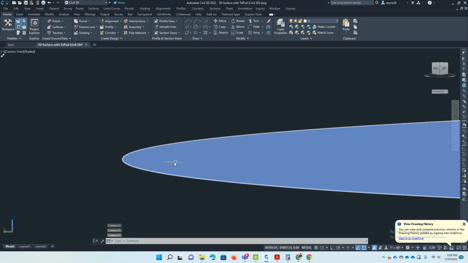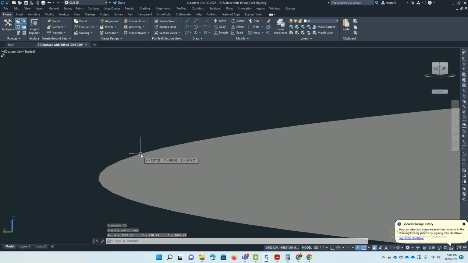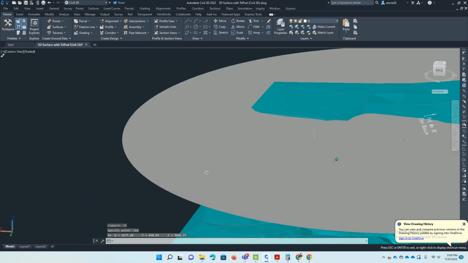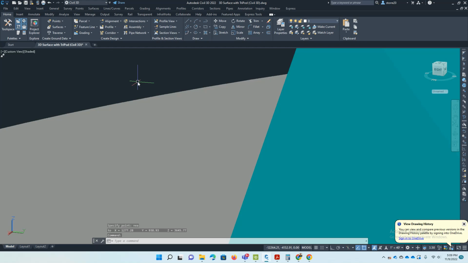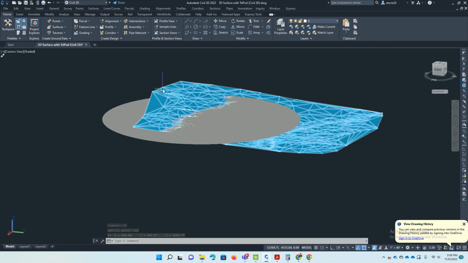So let me ask you this. What is the elevation on the edge of this disc? If I were to ID it nearest to this point right in here, we are at 45.77. If I look over here, if I ID that point, that ID elevation will be 45.77. Ladies and gentlemen, that is your height of instrument.